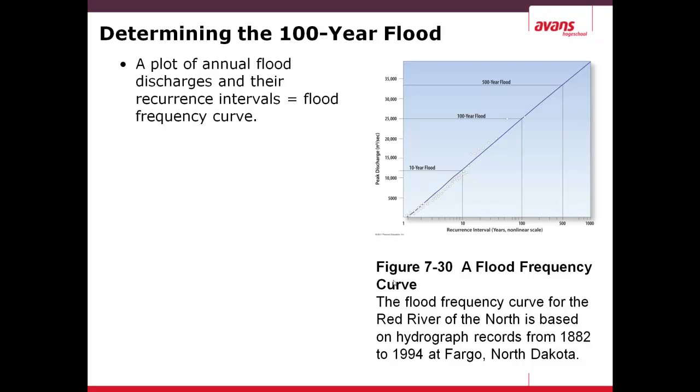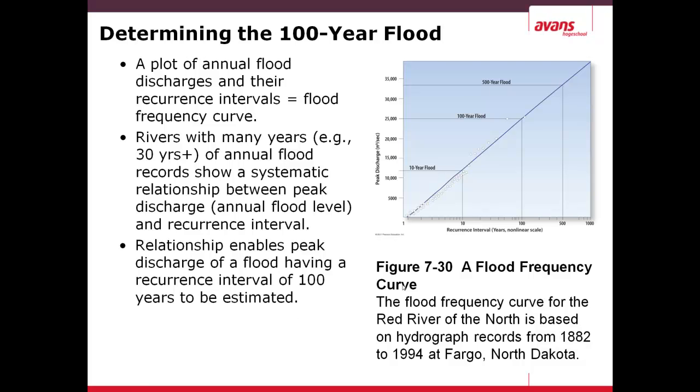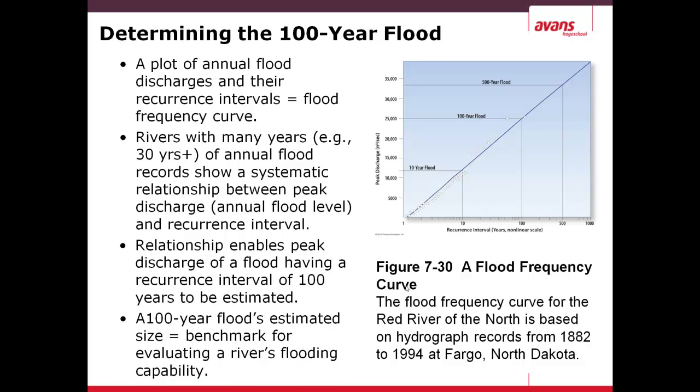And this is called a flood frequency curve, which is a plot of annual flood discharge and the recurrence intervals. Rivers with many years of annual flood records show a systematic relationship between peak discharge and recurrence interval. The relationship enables the peak discharge of a flood having a recurrence interval of 100 years to be estimated. And a 100-year flood's estimated size is a benchmark for evaluating a river's flooding capability.